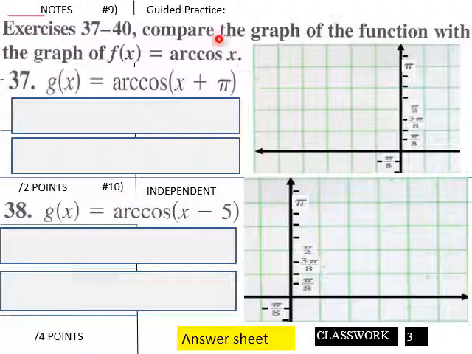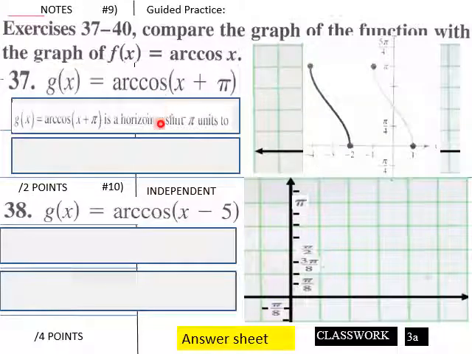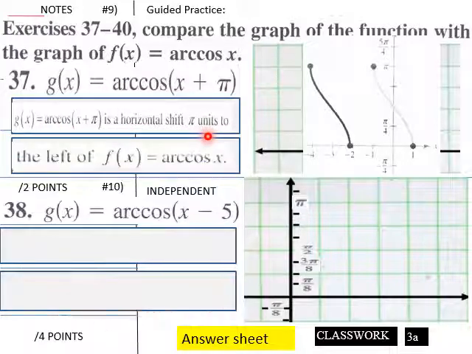So let's try one. Compare the graph of the function and the graph of f of x equals arc cosine x. So g of x equals arc cosine of x plus pi, and down here, arc cosine of x minus 5. So up here, g of x equals arc cosine of x plus pi is a horizontal shift pi units to the left of f of x equals arc cosine x.